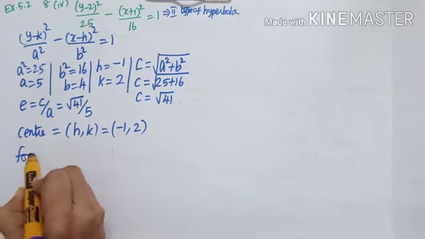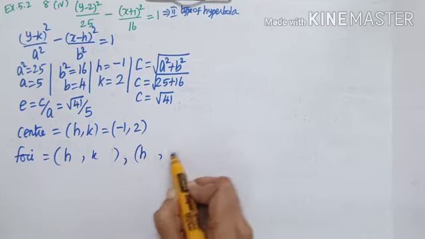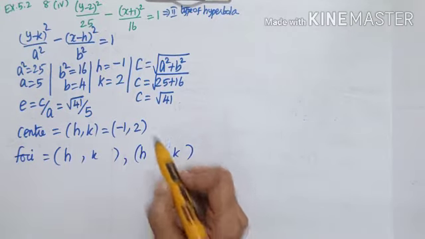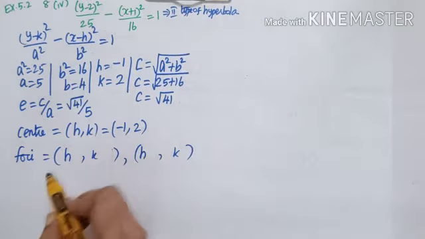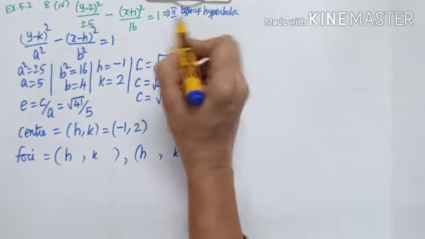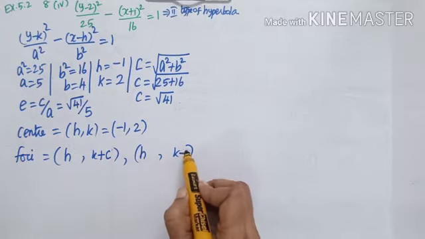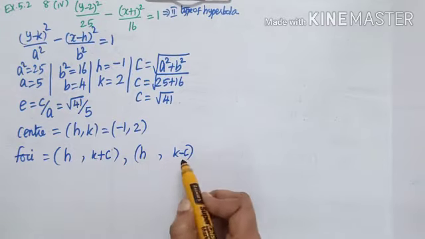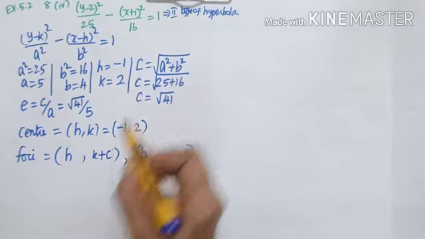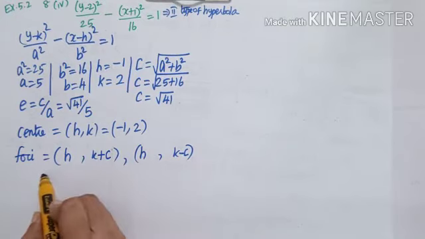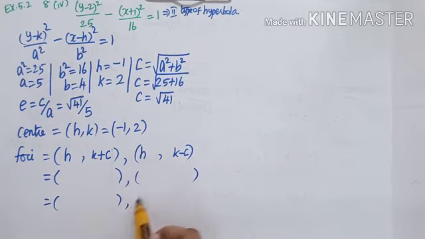Next, we need to write the focus. Focus we have H, K. Add C to Y if it is second type, X if it is first type. Here it is second type of hyperbola. So C should be added with and C should be subtracted from the Y coordinate. First type tells me add or subtract with X value. Second type tells me add or subtract with Y value. Substituting, we simplify the answer.